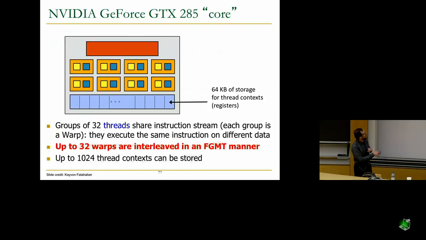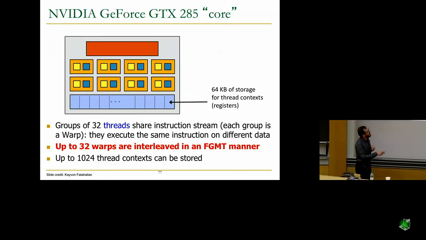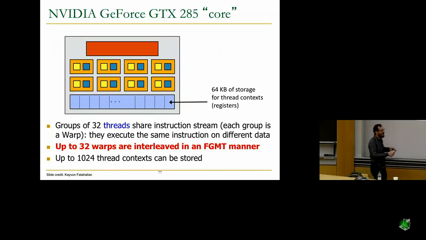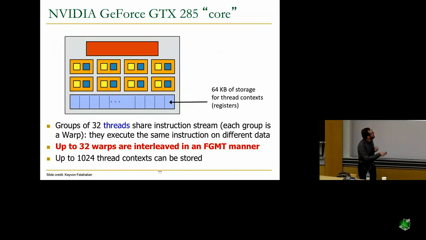And you can execute groups of 32 threads that share an instruction stream. Each group is called a warp. We will see that later. And they all execute the same instruction on different data. But the more important thing over here is up to 32 warps or thread groups. Well, thread group may not be a good name here. Batch of threads can be interleaved in this fine-grained multi-thread manner.